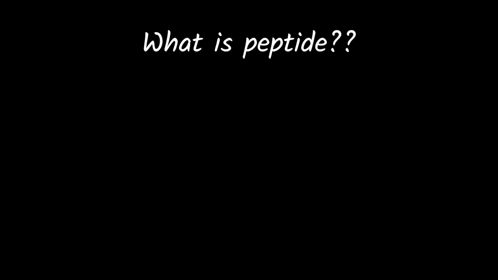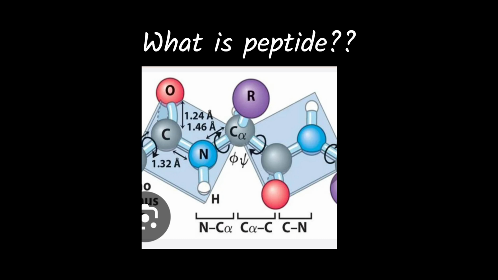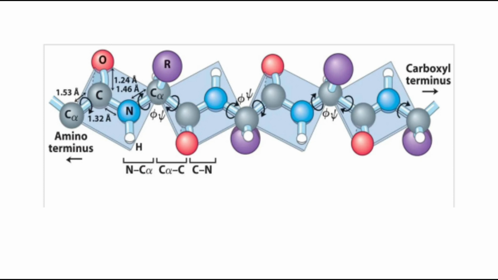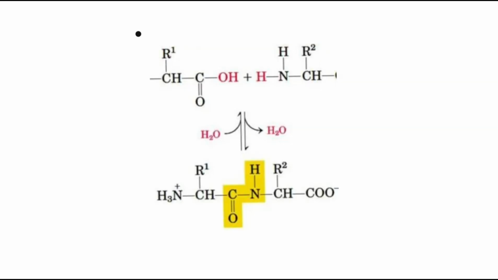So there is a peptide. What is a peptide? It is a short chain of amino acids, and the amino acids in a peptide are connected to one another in a sequence by the peptide bond. The carboxyl group of one amino acid condenses with the amino group of another amino acid with the elimination of a water molecule. When the water molecule is eliminated, it forms a peptide bond.